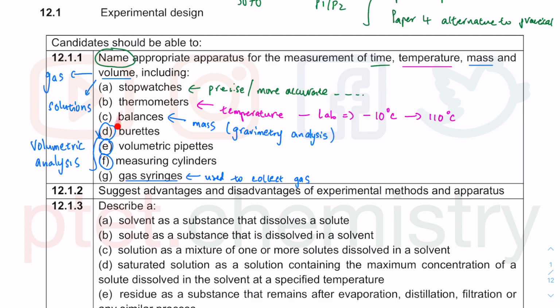So all of these are apparatus which you should be able to spell properly, especially the burette and pipette. As you know, you can use a measuring cylinder as well, but it is not the most accurate at measuring volume. Typically, we use the pipette and burette just in titration experiments, okay?